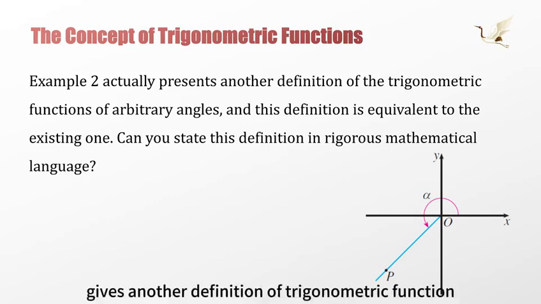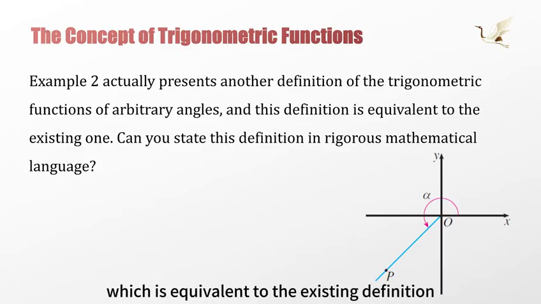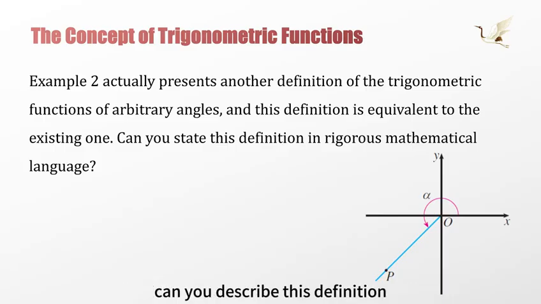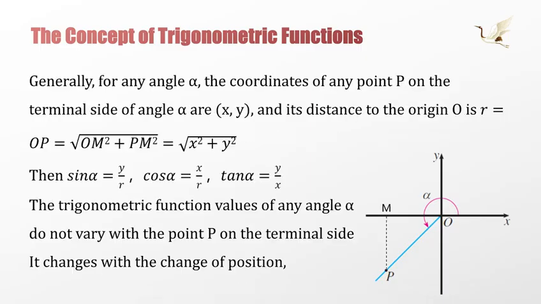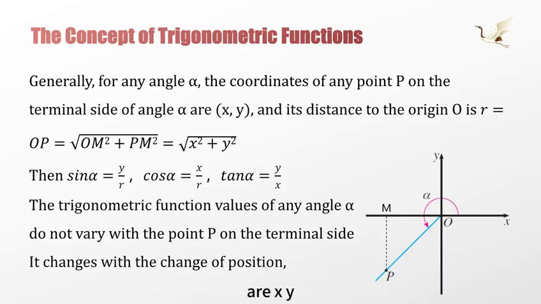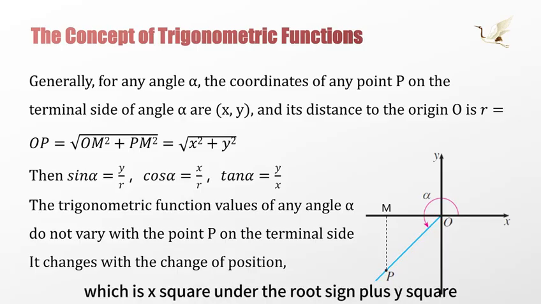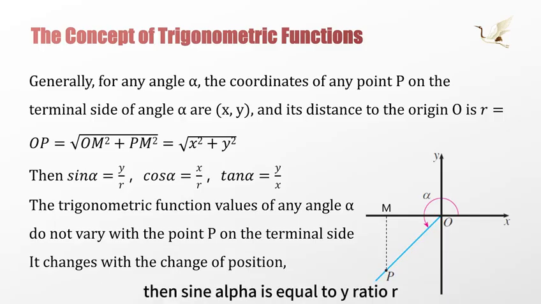Example 2 actually gives another definition of trigonometric function of arbitrary angle, which is equivalent to the existing definition. Can you describe this definition in strict mathematical language? In general, for any angle alpha, the coordinates of any point P on the terminal side of the angle alpha are x, y, and the distance from it to the origin O is r equals the square root of x squared plus y squared. Then sine alpha is equal to y over r, cosine alpha is equal to x over r, tangent alpha is equal to y over x.